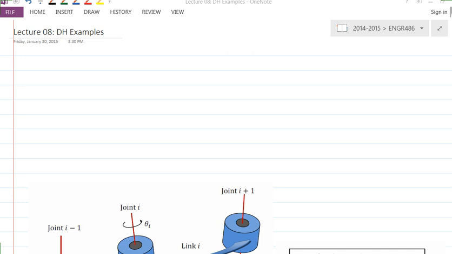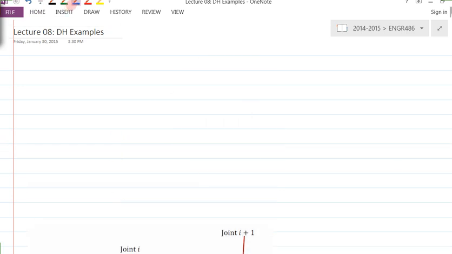So before we move on, we'll look at a couple of examples, particularly using the PUMA robots to demonstrate this Denavit-Hartenberg convention and setting up the forward kinematics. But I need you to do two exercises here, just to get used to this homogeneous transformation matrix. So, first example, let's see. I'll draw three frames out here.